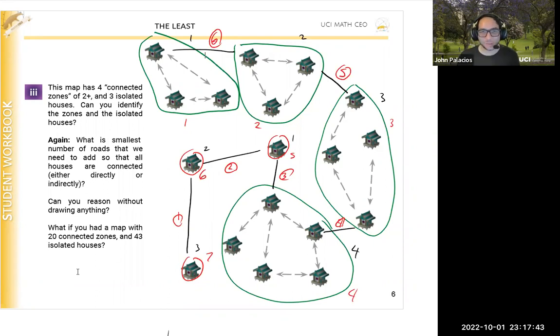That's 63 things you need to connect, or 63 fingers, and you can hold only 62 markers between them. And so you only need 62 roads to connect all of these objects, which is a wonderful insight to have.